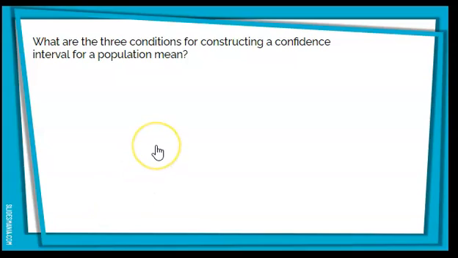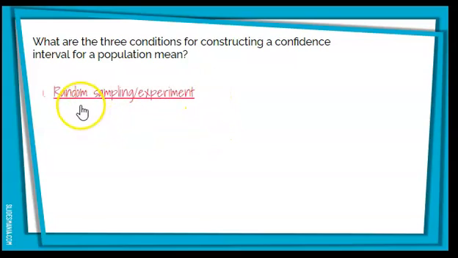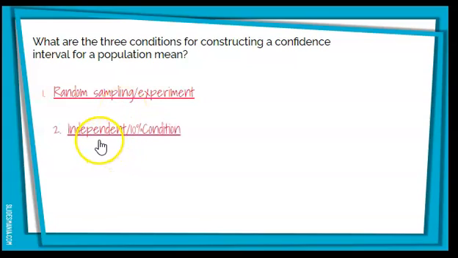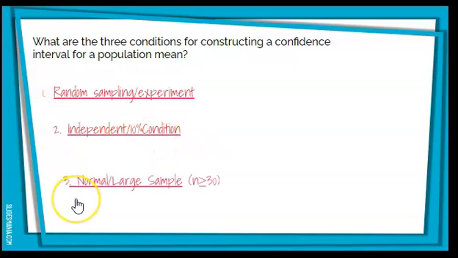What are the three conditions for constructing a confidence interval for a population mean? These should begin to look familiar. Number 1, has to be random sampling or a random experiment. Has to pass the 10% condition for independence. And then thirdly, we have to have a normal sampling distribution or a large enough sample, and that's using the central limit theorem we've discussed in the previous chapter.